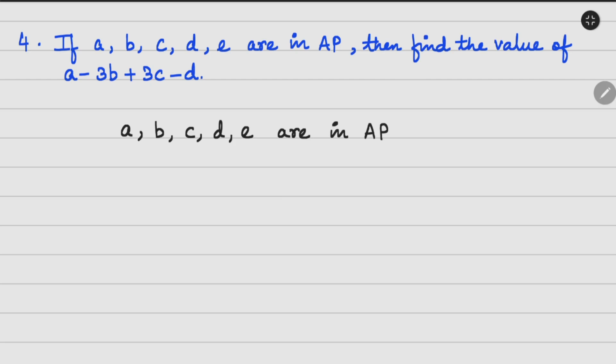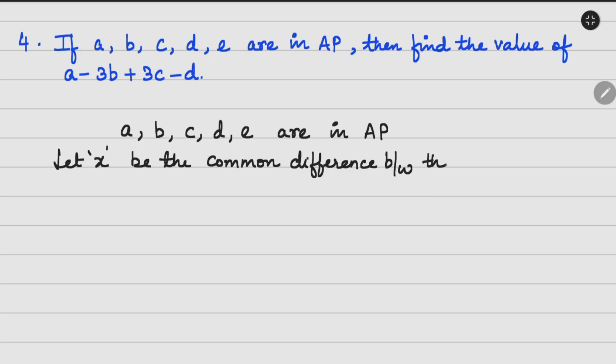Now, D is the letter we use for common difference. But D is already a term in the AP, so we cannot use the same letter for the common difference. So let us take X as the common difference. Let X be the common difference. Usually we consider D as the common difference, but since D is a term in the AP in the given question, we are using X here. So let X be the common difference between the terms.